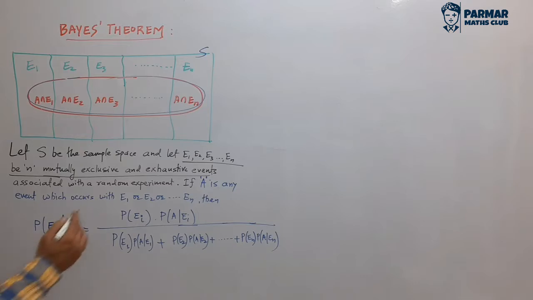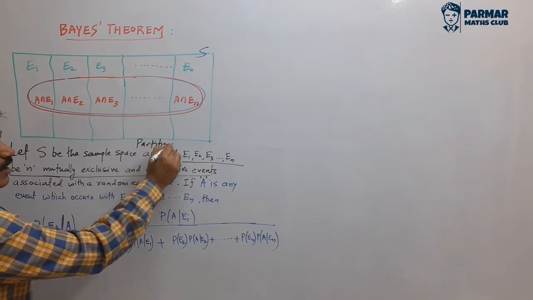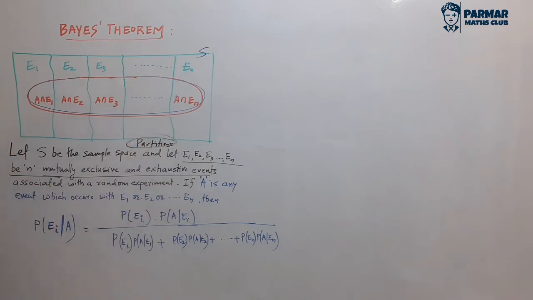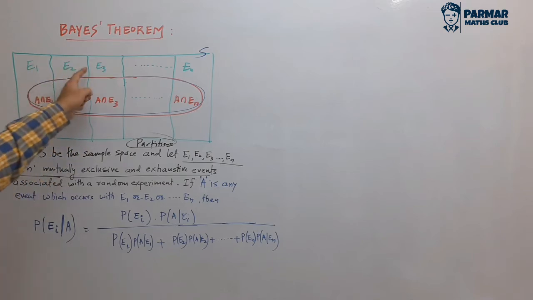We can say that E1, E2, E3, ..., En are the partitions of the sample space. Partitions means if we take the union of all of them, we get the sample space, and there is nothing in common between any two of them pairwise. These are pairwise disjoint.